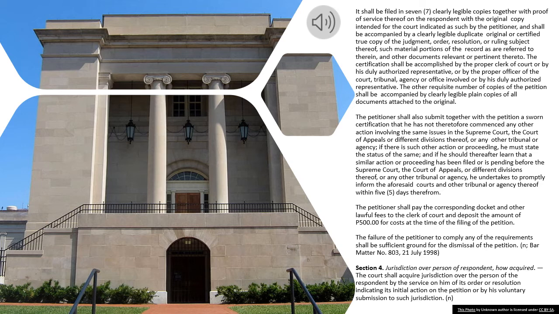Section 4. Jurisdiction over person of respondent, how acquired. The court shall acquire jurisdiction over the person of the respondent by the service on him of its order or resolution indicating its initial action on the petition or by his voluntary submission to such jurisdiction.